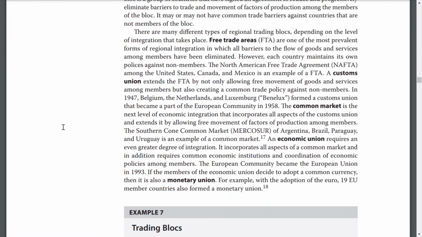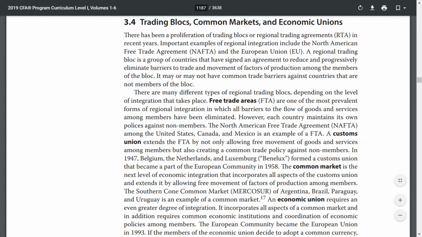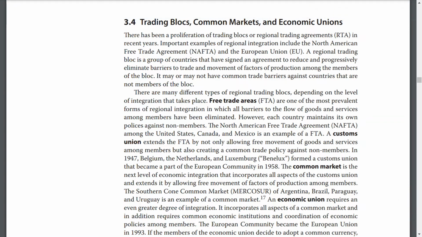Depending on the level of integration that takes place, free trade areas are one of the most prevalent forms of regional integration, in which all barriers to flows of goods and services among members have been eliminated. However, each country maintains its own policies against non-members. The North American Free Trade Agreement among the United States, Canada, and Mexico is an example of a free trade agreement. A customs union extends the free trade agreement by not only allowing free movement of goods and services among members, but also creating a common trade policy against non-members. In 1947, Belgium, the Netherlands, and Luxembourg formed a customs union that became part of the European Community in 1958.